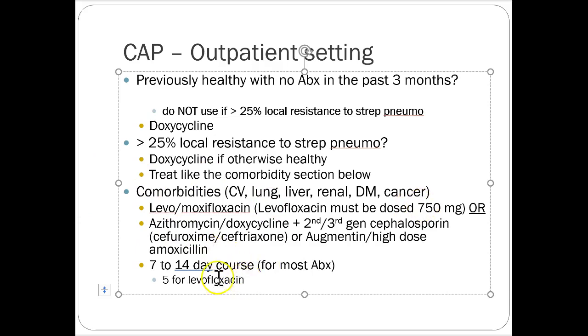Interestingly enough, if you look at European guidelines, especially I think British guidelines specifically, they don't even cover atypical pathogens initially. They'll just give amoxicillin, I think, as their basic CAP treatment. So kind of a different course of action than what we take. 7 to 14 day course, again 5 for levofloxacin, otherwise you're looking at 7. 10 days is pretty common for CAP.